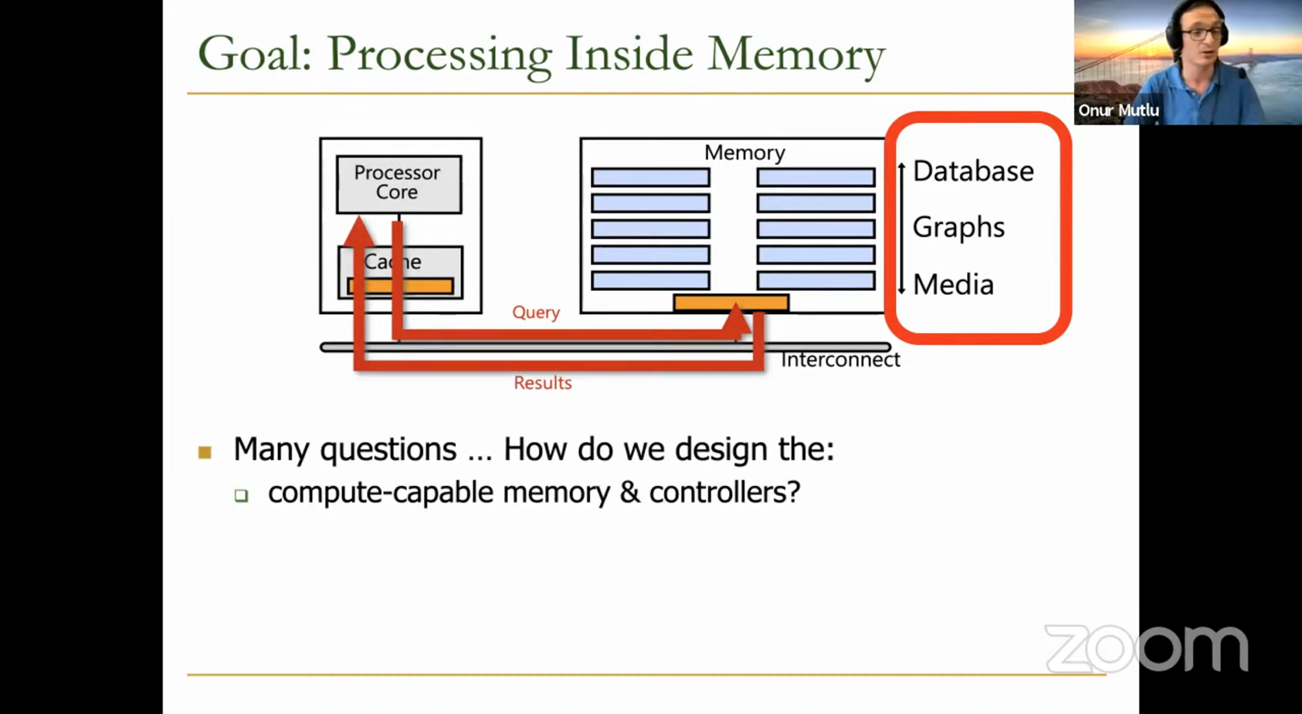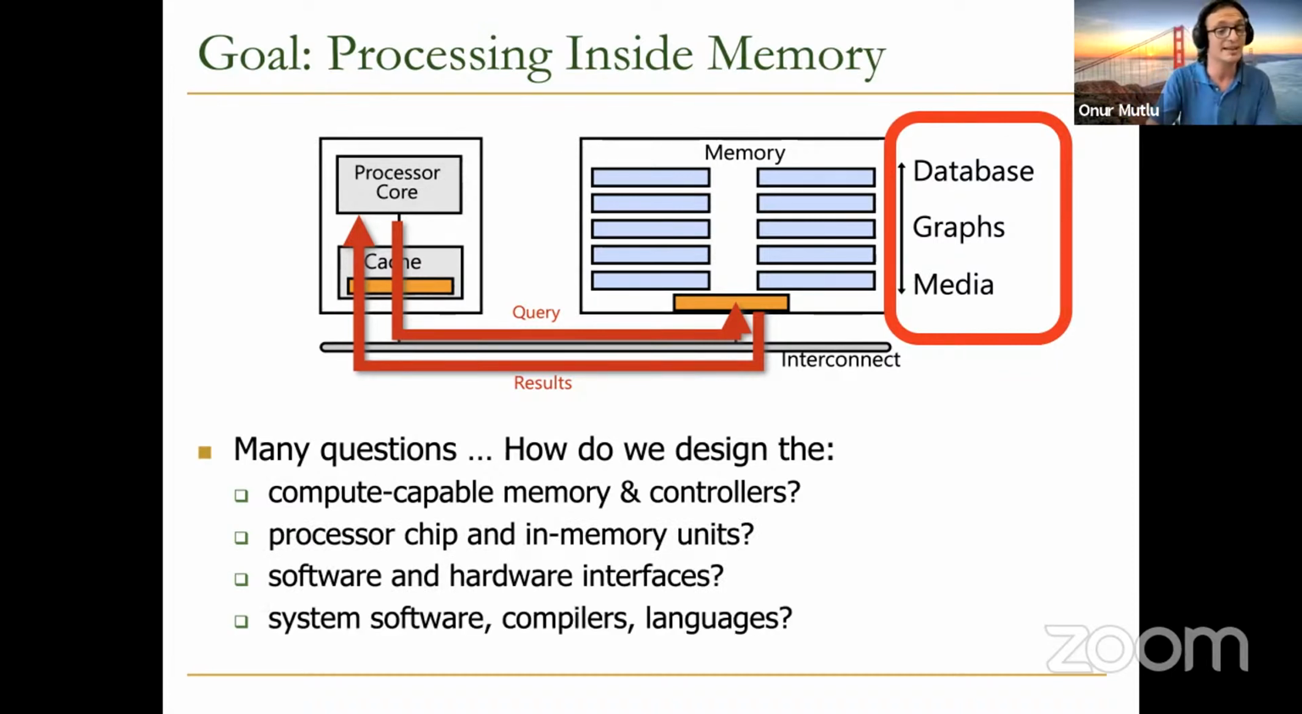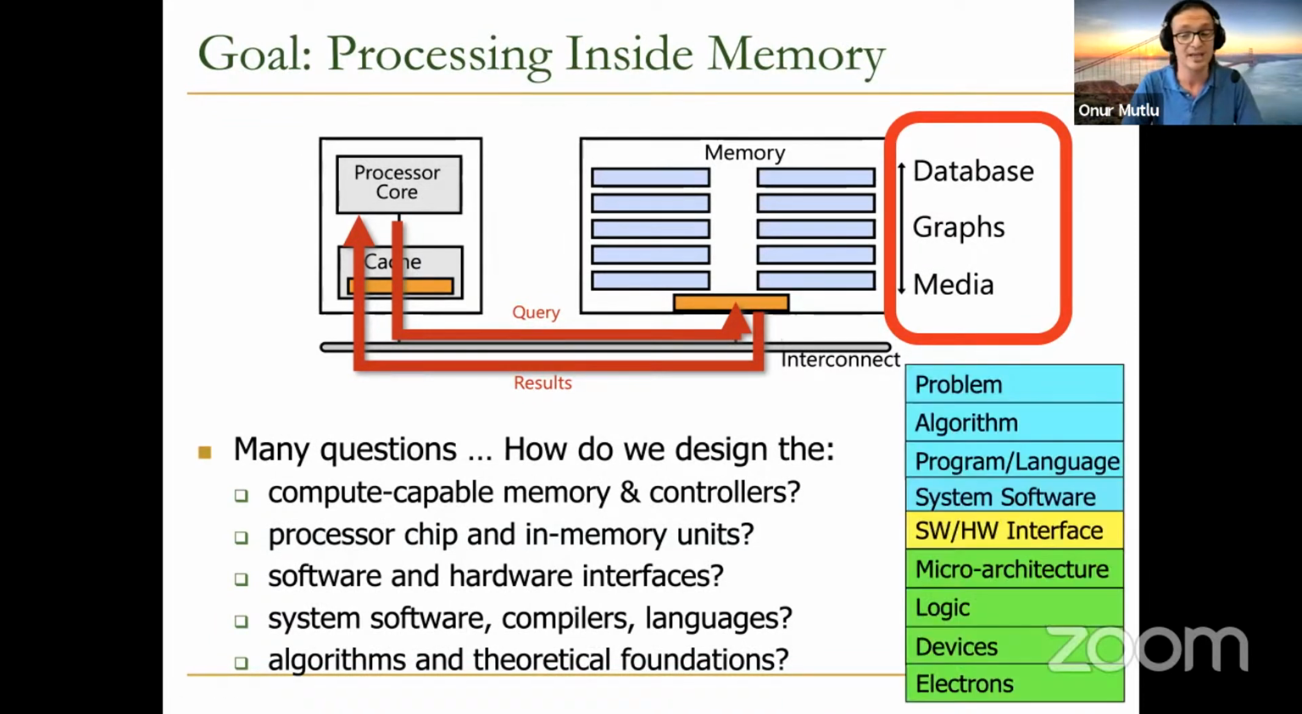There are many questions here. How do we design the compute-capable memory and the controllers? How do we design the processor chip and the in-memory units after this? How do we design the software and hardware interface to enable this? How do we design the programming languages, compilers, and system software to enable this? How do we design our algorithms and map them to the in-memory processing substrate? And how do we rethink the theoretical foundations of computing?